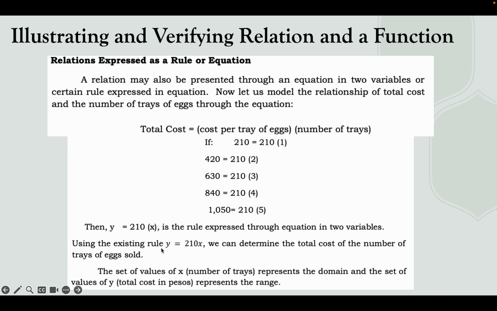Using the equation or existing rule, Y equals 210X, we can determine the total cost of the number of trays of eggs sold. The set of values of X is the number of trays, represented by the domain, and the set of values of Y is the total cost in pesos, represented by the range.